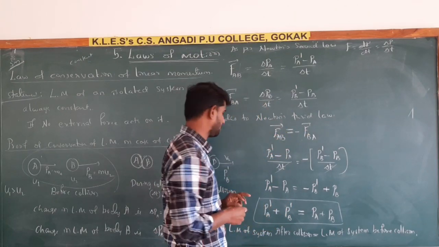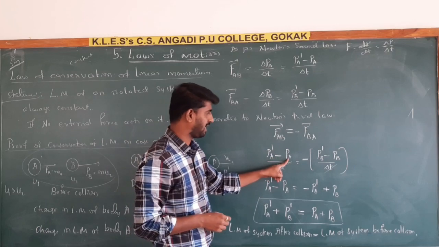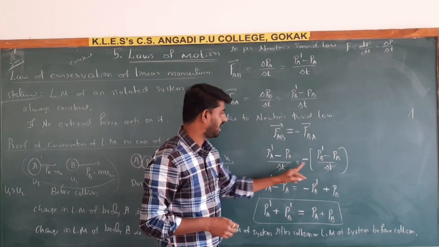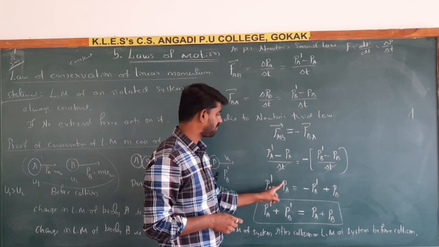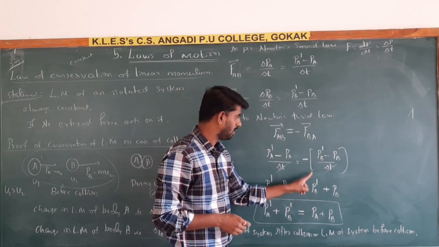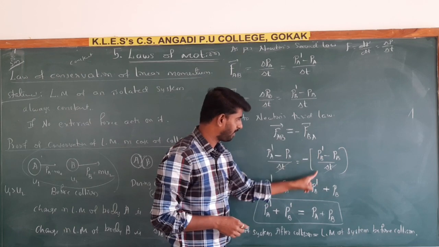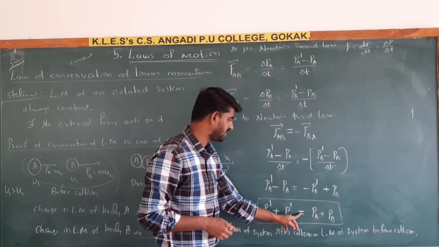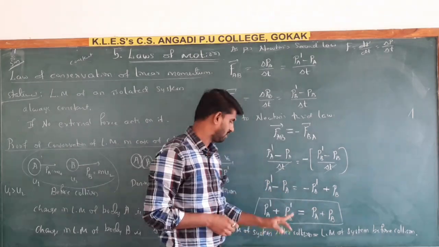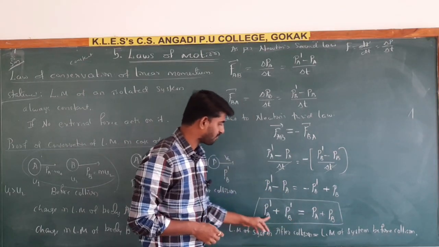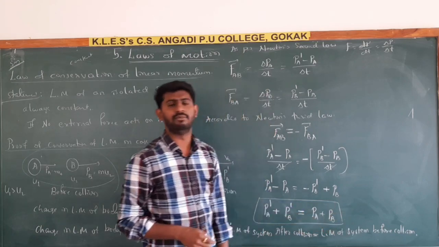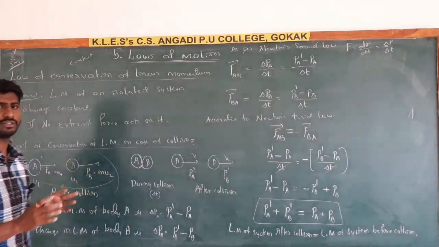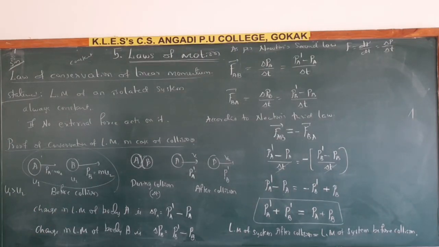So PA dash minus PA is equal to minus of PB dash minus PB, and delta T cancels. PA dash minus PA is equal to PB minus PB dash, and minus of minus gives plus PB. So PA dash plus PB dash is equal to PA plus PB. So this is the linear momentum of the system after the collision equal to the linear momentum of the system before the collision. So this is the law of conservation of linear momentum.